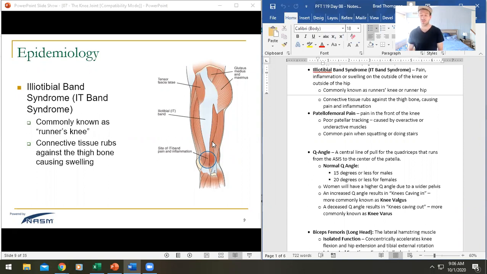So in the last few years, we've seen more and more people saying, you know what, don't roll the IT band, just roll the TFL. You can loosen this up, but leave this alone.